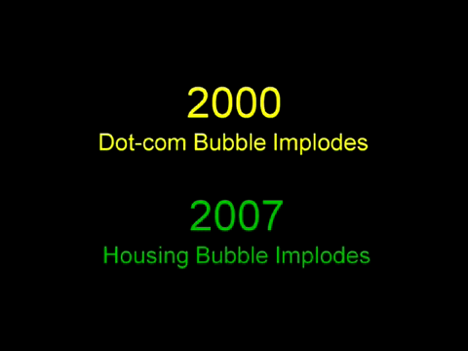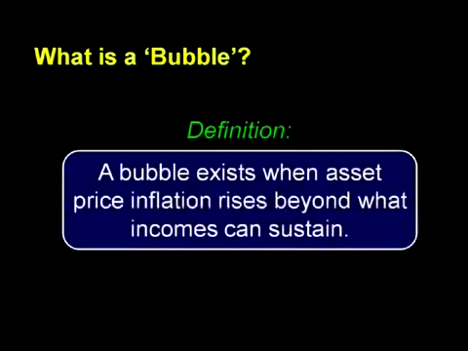So how would we know that we're in an asset bubble? What do they look like? And what can we expect when one bursts? The Fed famously likes to claim that you can't spot one until it bursts. But actually you can, and the definition is pretty simple. A bubble exists when asset price inflation rises beyond what incomes can sustain. A bubble represents people abandoning reason and prudence for hope and greed.